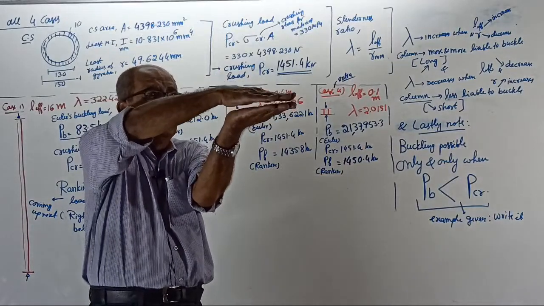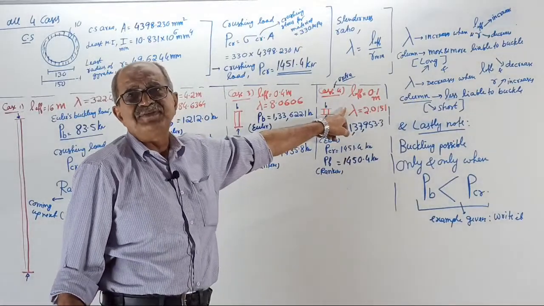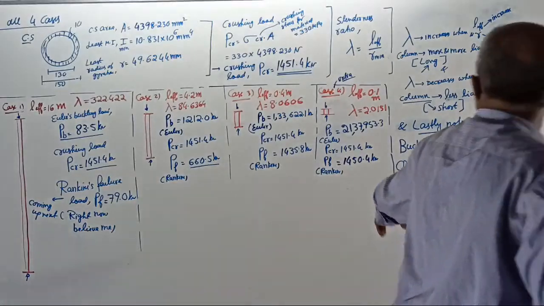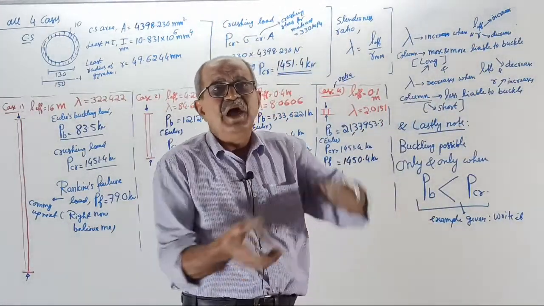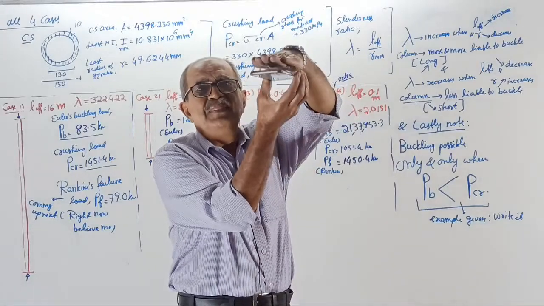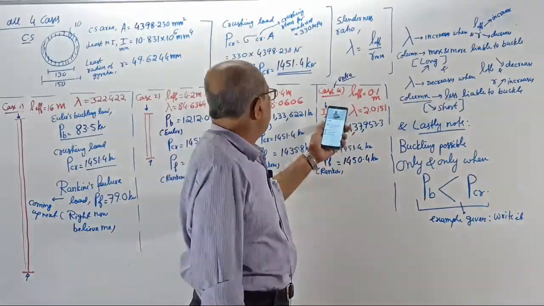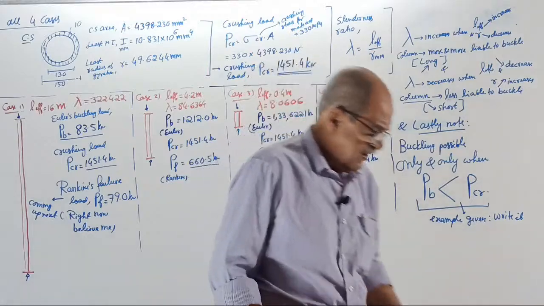Tell me, that's all. Means what? Tell me, this column will 100% fail by what? Buckling or crushing? See, a steel pipe this way of length, how much? Effective length, 100 millimeter, 4 inches. This column will fail 100% by what? Crushing. Okay.